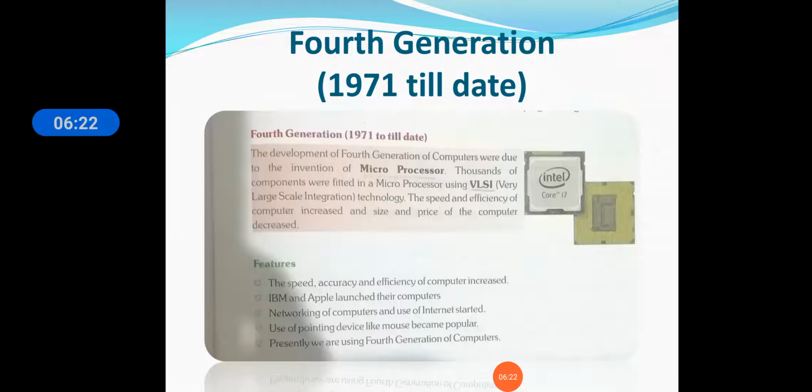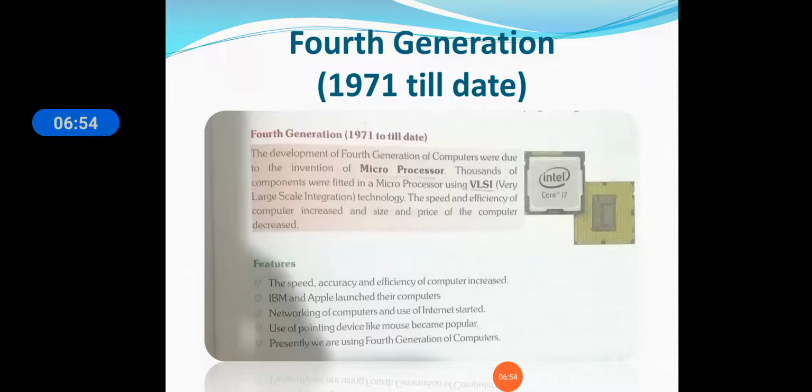So here you can see IBM and Apple launched their computers. Networking of computers and use of the internet started. Okay, networking of computers started, and you can see networking is now a good thing. Now, what do we mean by networking? It is how the computers are connected. 10 or 20 computers are connected in a line, so the information flows through them, that's called networking.